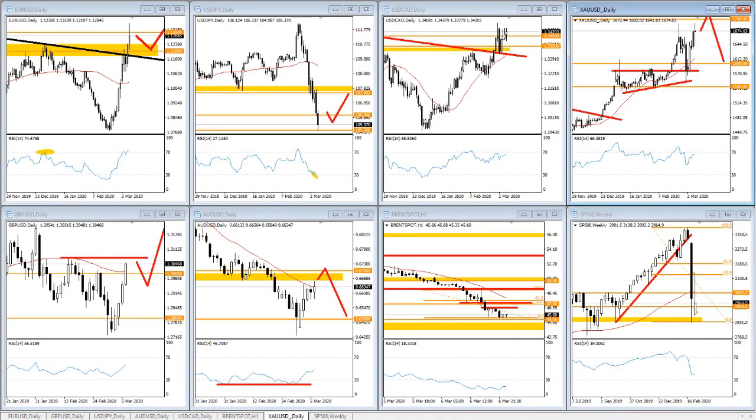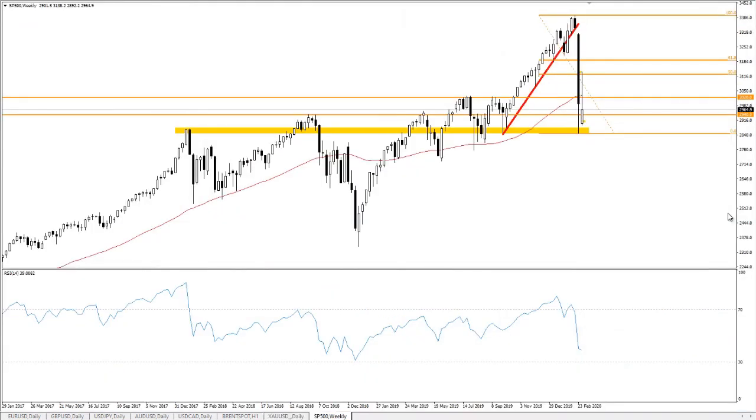So last but not least, we've got the S&P 500. Here's the weekly picture. So this was our first major area of consideration, these two old highs here, the 3020 level. We blasted straight through that in 1 week. And indeed, the next area of support was the 2940, 2950, you could say, from this peak, between 2900 and 2940.